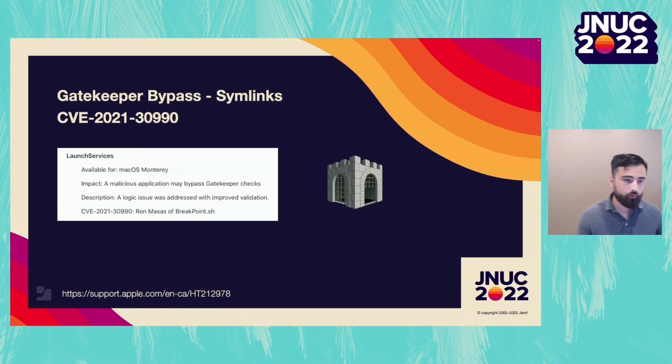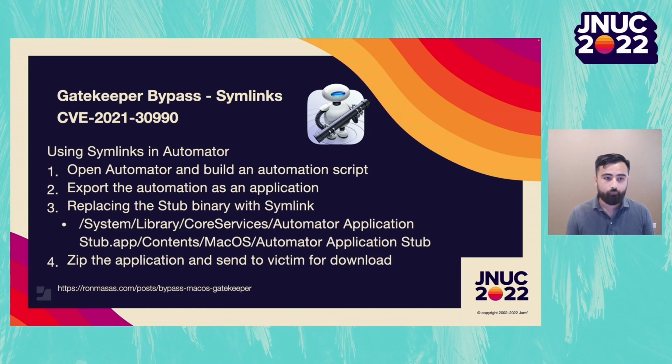So now we'll get into some of the previous Gatekeeper bypasses. The first one involves symlinks. This was discovered by Ron Masas of Breakpoint, and it's been patched in macOS 12.1. This bypass leverages symbolic links in Automator. You simply open Automator and build an automation script. It could be any automation script. You export that automation as an application, and the important part is that you'd be replacing the stub binary with a symbolic link pointed to system library CoreServices, and you zip that application and send it to the victim to download.